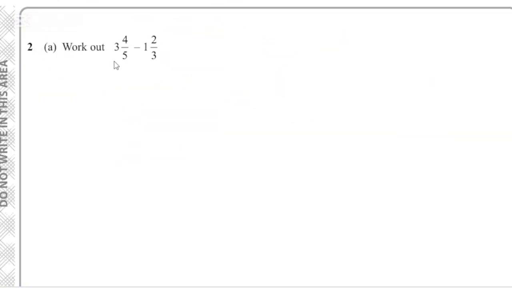All right, here is question number 2. The first part says, work out the difference of these mixed numbers. How do we work out the difference of mixed numbers? First of all, we need to convert these mixed numbers into top-heavy fractions or improper fractions. So we say 5 times 3, which is 15. 15 plus 4 is 19. So we have 19 over 5 minus 3 times 1 is 3 plus 2 is 5 over 3.